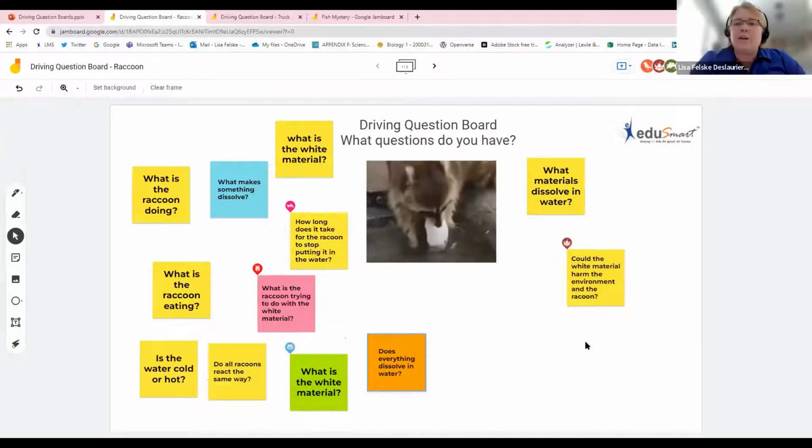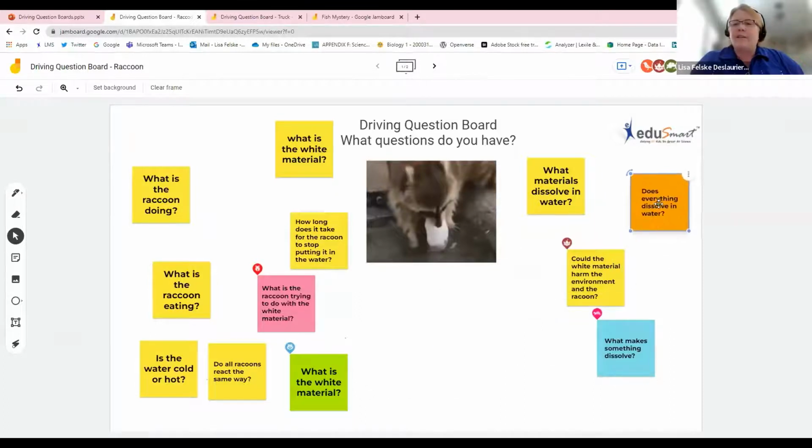Okay, what materials dissolve in water? Could that be something you test? Absolutely. What makes something dissolve? Excellent. I see one more from what's on here that definitely could help, and one of them that you could tie into an experiment. This one, does everything dissolve in water, is a really good question.